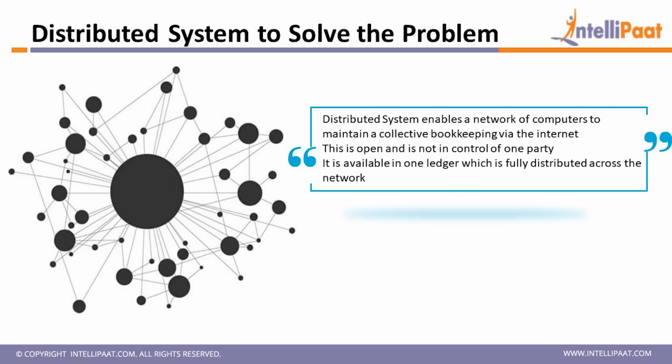So how does a distributed system solve this problem? A distributed system enables a network of computers to maintain a collective bookkeeping via the internet.